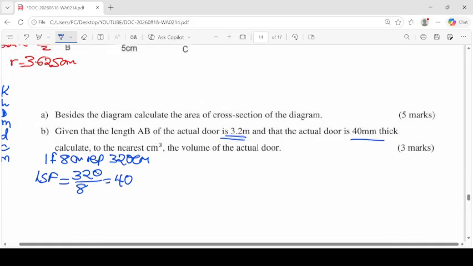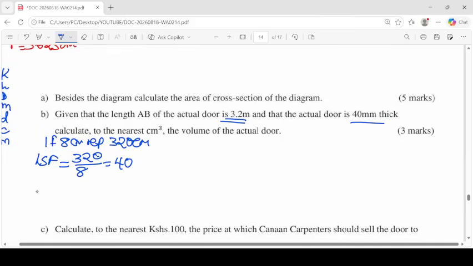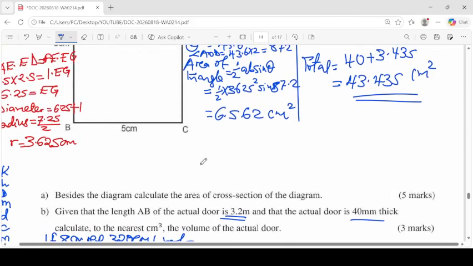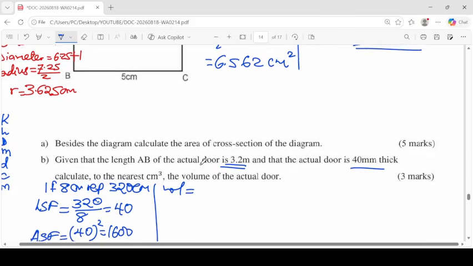If this is now the linear scale factor, we can get the area scale factor. The area scale factor is simply the square of the linear scale factor, so it's 40 squared, which is 1600. Then let's now get the actual volume. I'll take the measure we had gotten on top there, which was in centimeters. Yes, this one was also in centimeters.